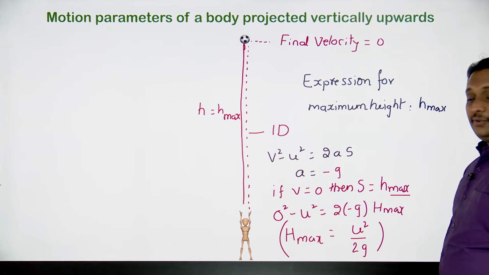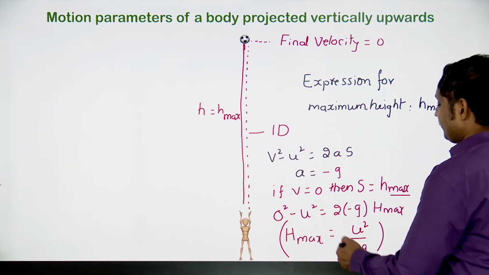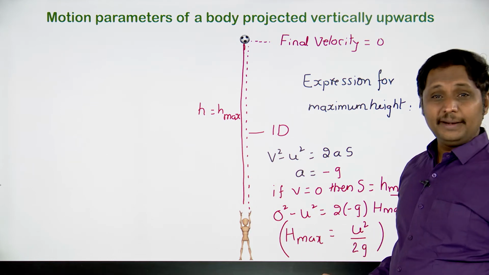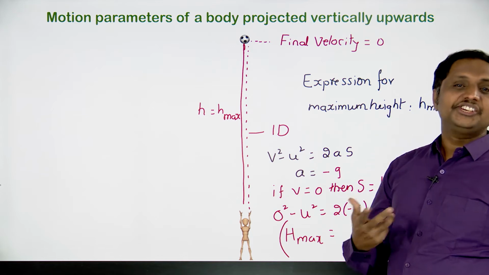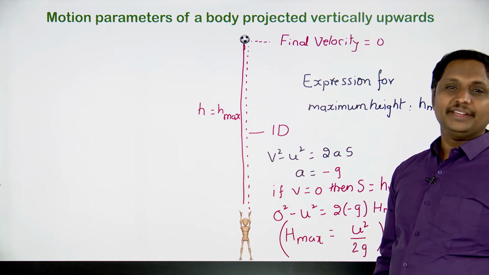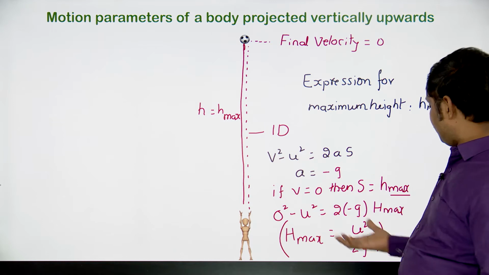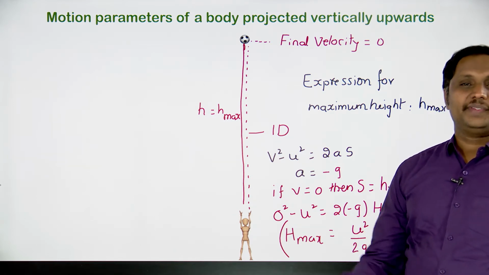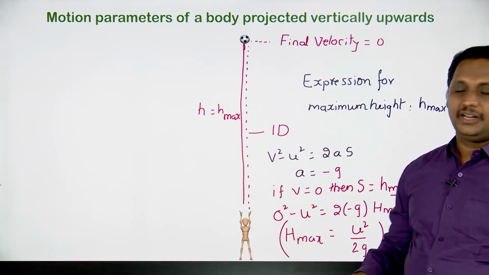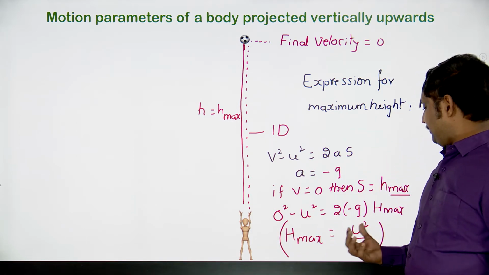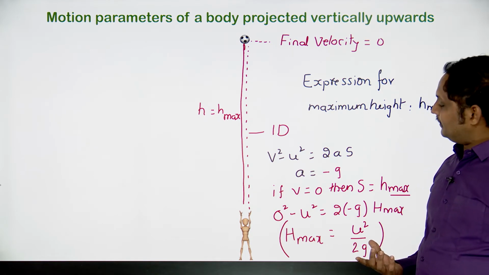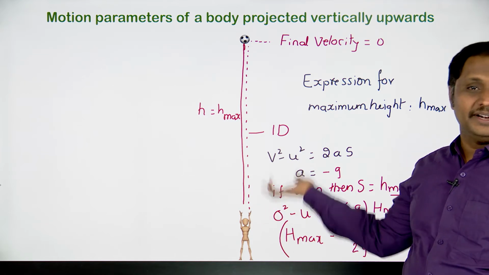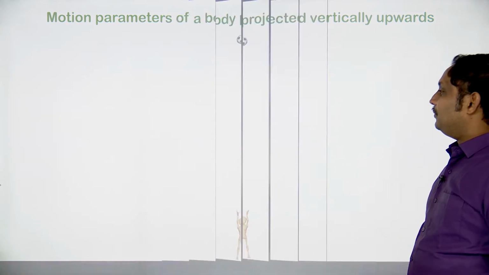Have a look, and we would like to confirm that maximum height is going to depend on the initial velocity of the projected body. With what initial velocity are we going to project? It's very clear. The g value is going to be fixed in that space. With what velocity are we projecting that body vertically upwards? Let's have a look into that matter.